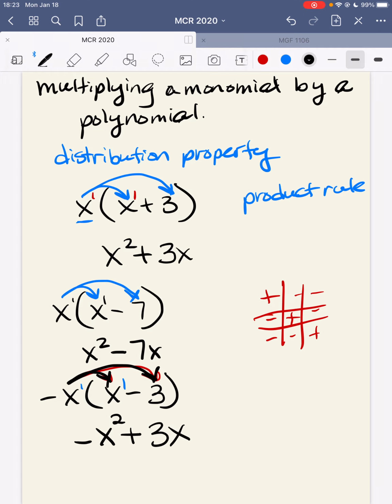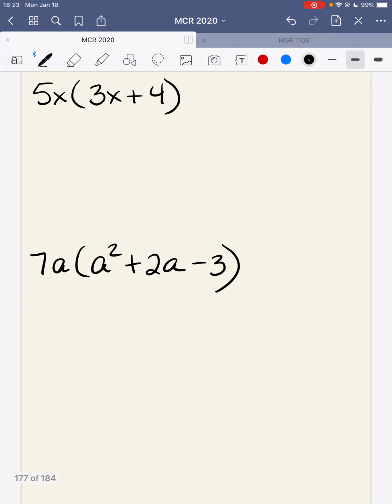All right, let's look at a bunch of examples. Again, I encourage you to try these out before I do them by pausing the video. So here I have 5x times 3x plus 4. Using the distribution property, I go ahead and I have to multiply the numbers. So 5 times 3 is 15. X to the first times x to the first, add the exponents, x squared. Plus 5 times 4 is 20. And then x just gets put on the outside.